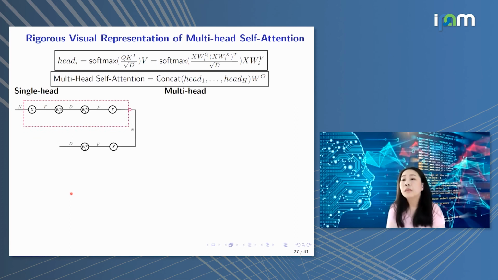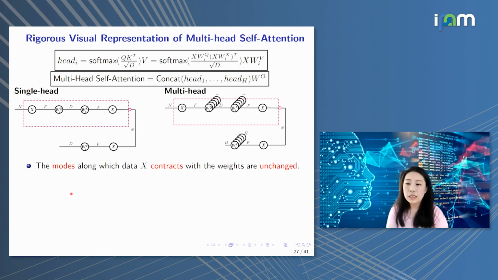Okay, so now you can see the multi-head self-attention is actually written as a concatenation of these heads multiplied with a WO matrix. So how do you denote it using a tensor diagram? Actually, one thing you want to notice is that the modes along which the data X contracts with the weights are unchanged. So you can see here, you have multiple heads. I'm just trying to draw multiple heads here.